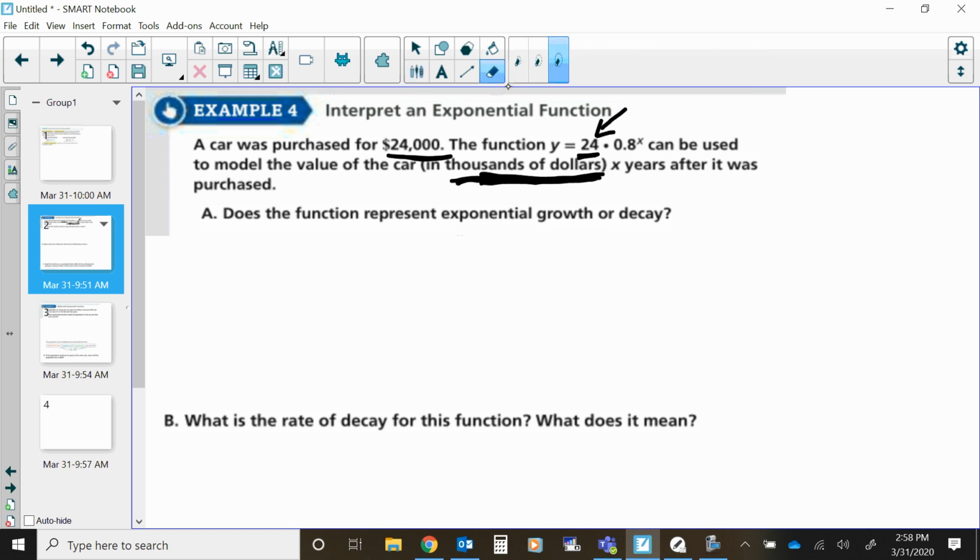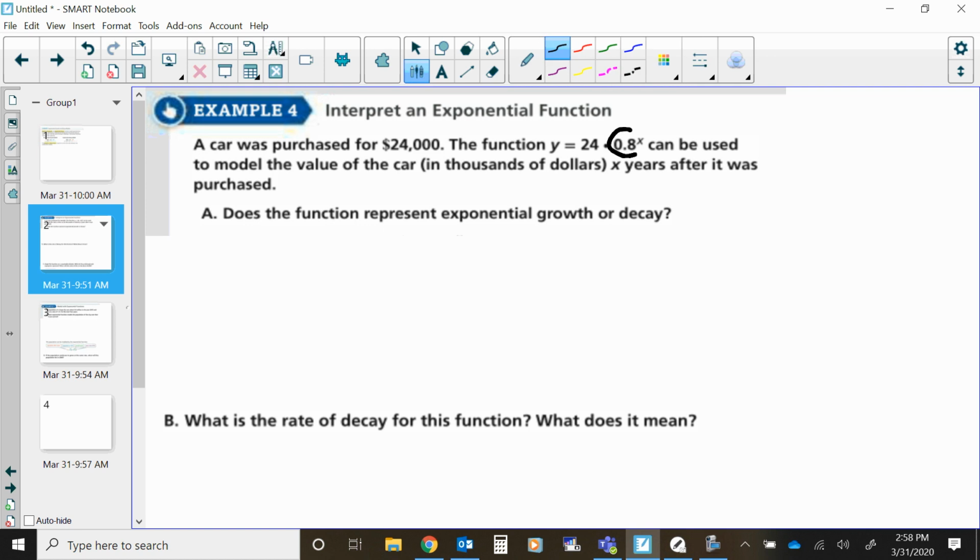So we are going to look right here at this number. If that number is smaller than 1, then it is a decay. If it's bigger than 1, it's a growth. Since that's smaller than 1, we would call this a decay.